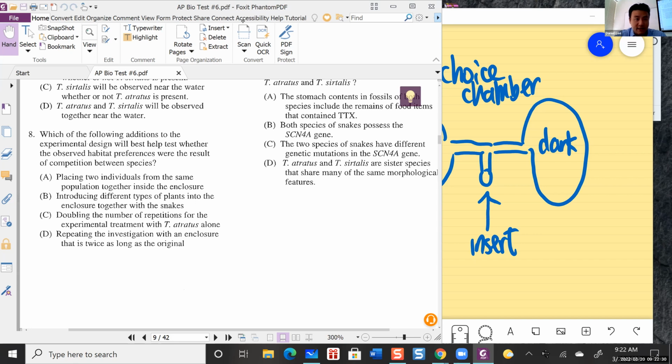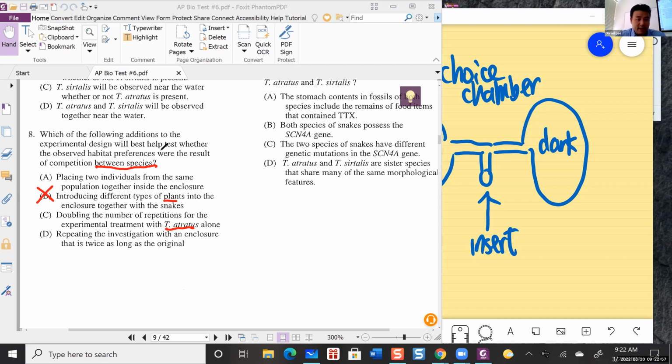Okay, so B is a toss away because we don't know what the food preference is, and the first thought is that they don't eat plants, and plants do not influence them. So you're looking for competition between species, right? Plants do not compete with snakes. So doubling the number of repetitions for the experimental treatment for TA alone. If it's TA alone, I don't see competition as much, right? So it looks like A is the answer.